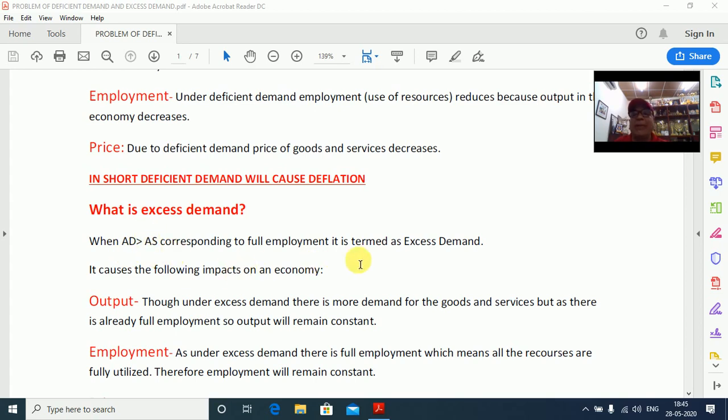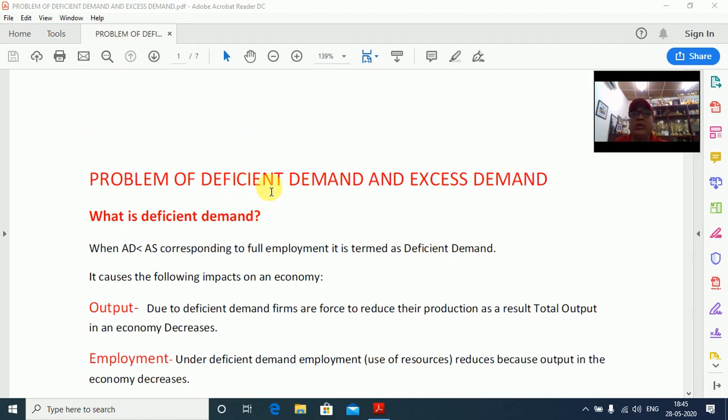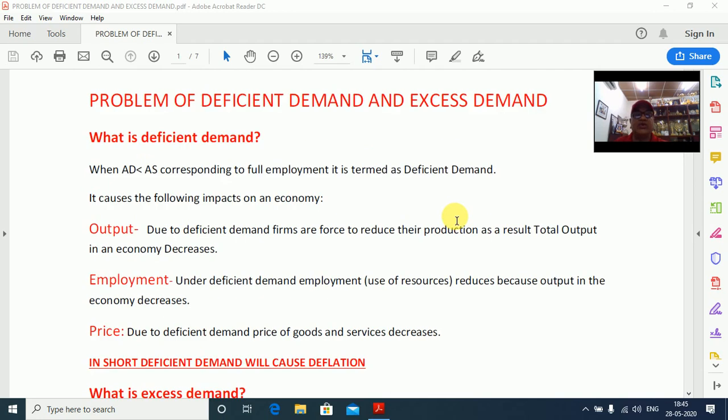When this happens, it is termed as excess demand. From the word itself, it is clear. What is excess? Demand. So when it is written excess demand, it means more demand for goods and services. And when I am writing deficient demand, deficient means less. What is less? Demand. So when the demand for goods and services is less, that is called deficient demand, and when it is more, that is called excess demand.